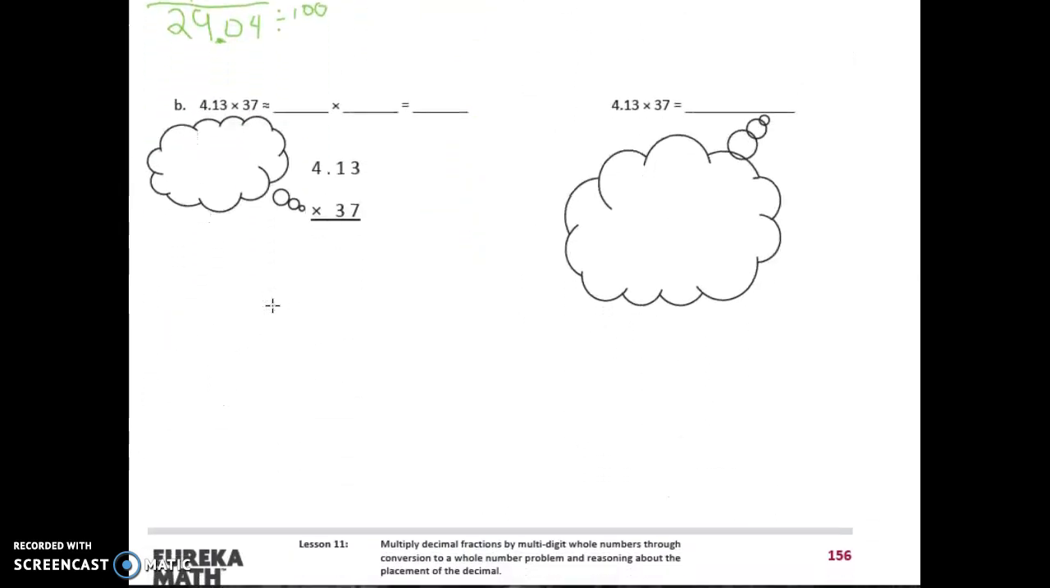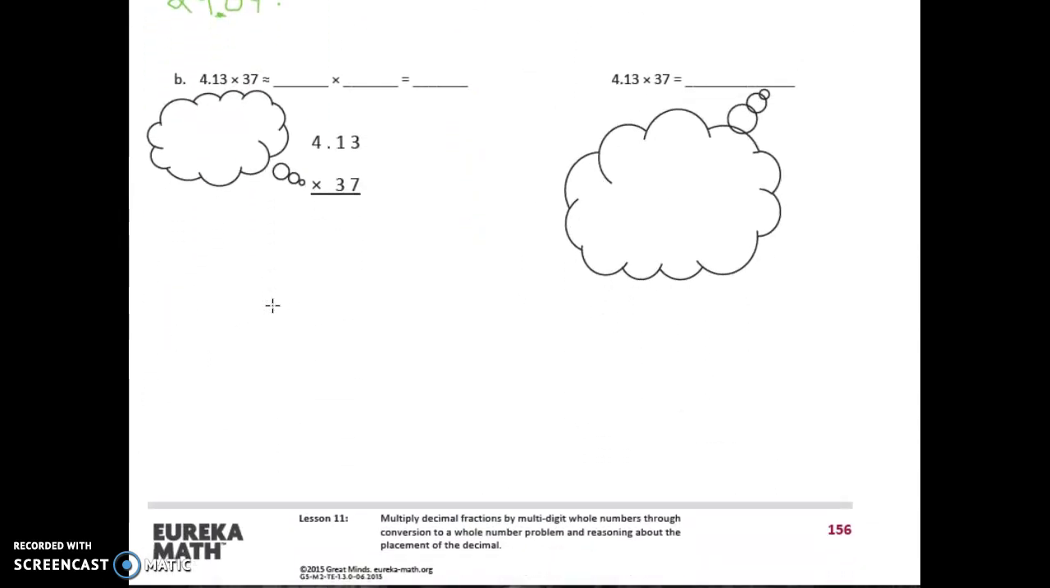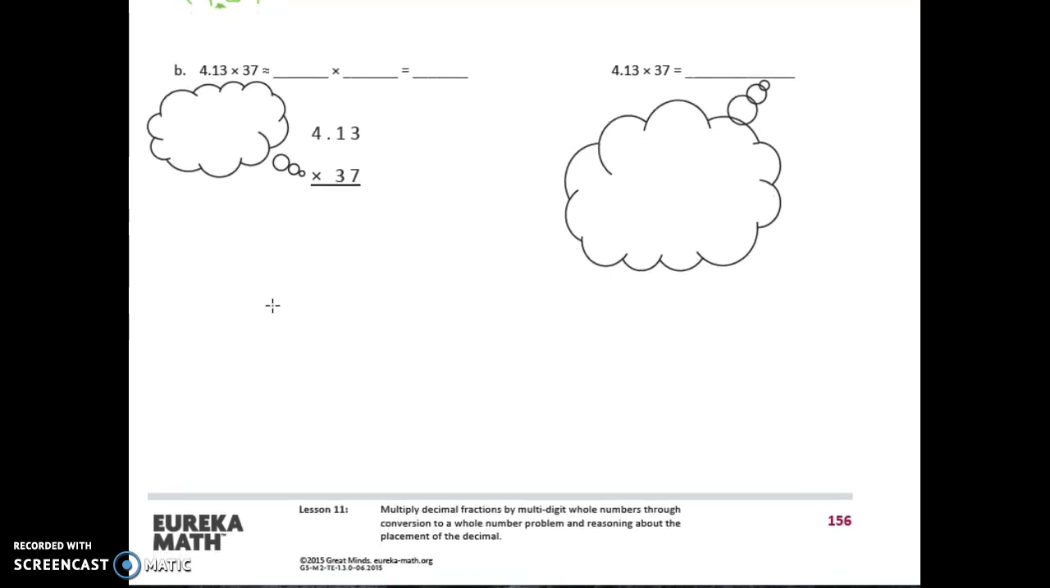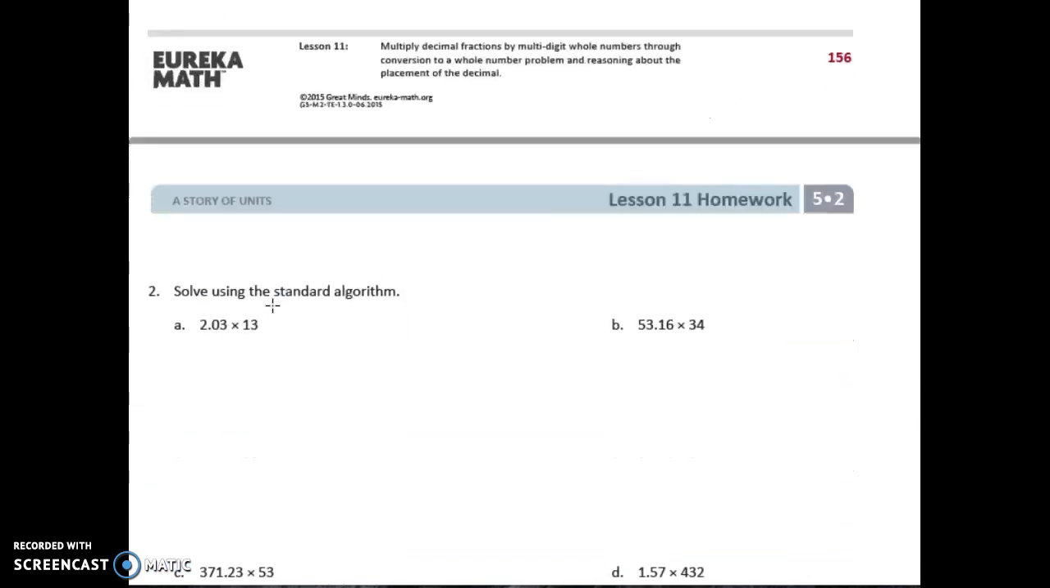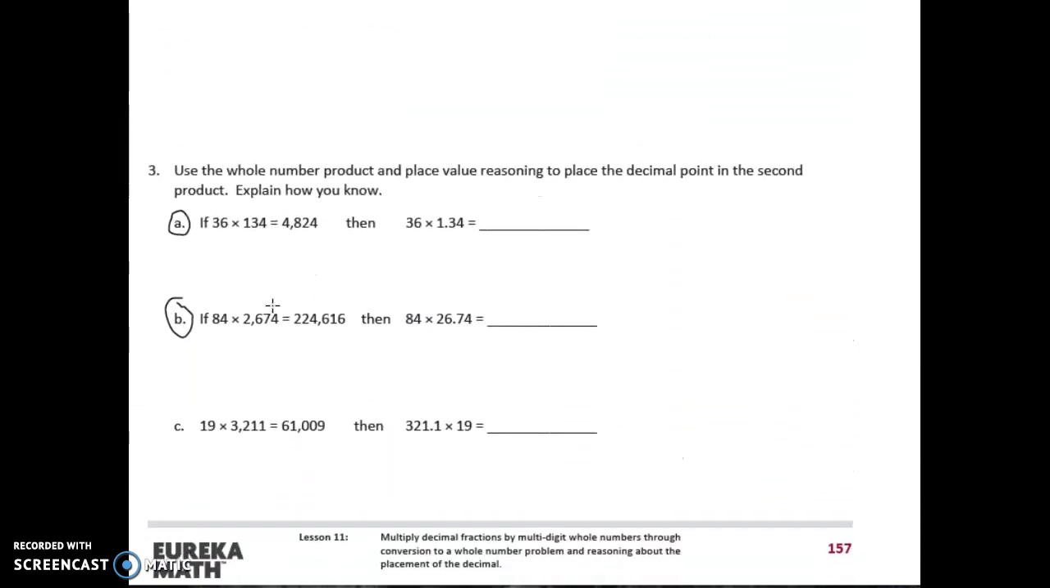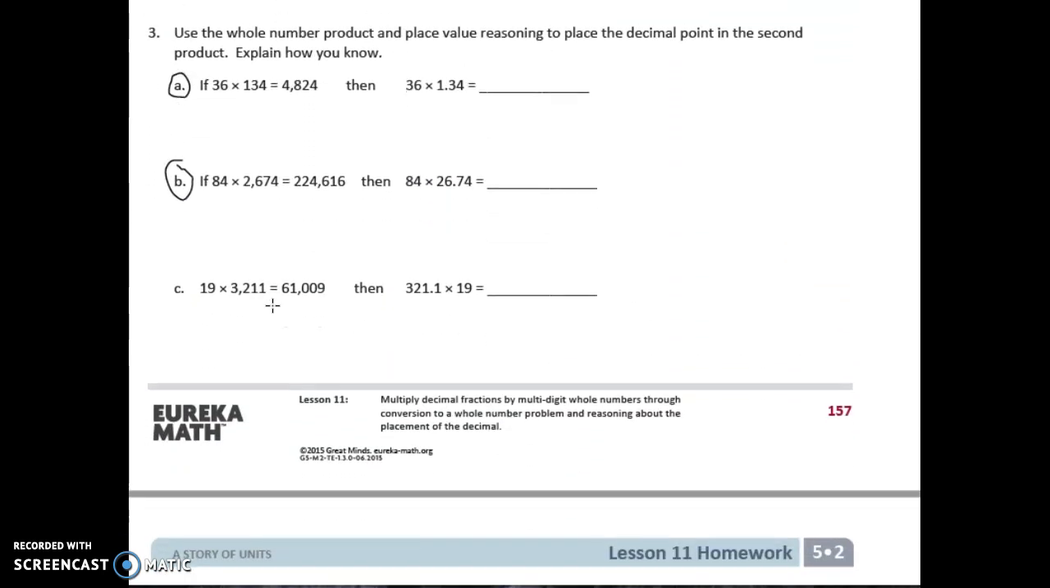Now, down here, it's showing us, and you'll be doing this in class, where you're thinking about what's going on, where they use thought bubbles. I'm going to cruise on down here, and we're going to take a look at this, because it's interesting as far as doing some mental math. Use the whole number product and the place value reasoning to place the decimal point in the second product. This is like what we've done with the do one, check one, where it gives you the answer. So what they've done is they've rounded.